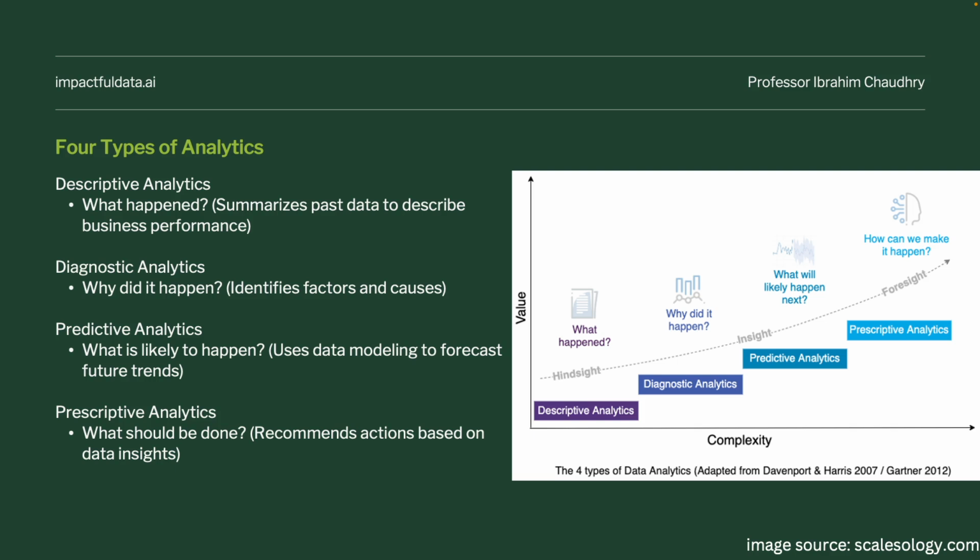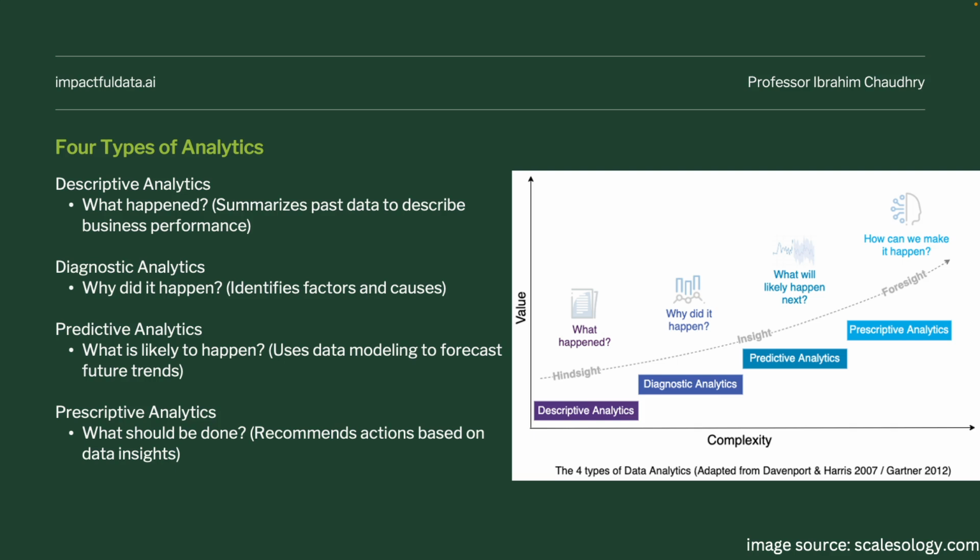At the bottom left, you have descriptive analytics. This tells an organization what happened. It's essentially a summary of past data to describe business performance. You can look at how many orders you had in the last 12 months, your revenue, your profit margin. These are all descriptive analytics telling you about what happened before.